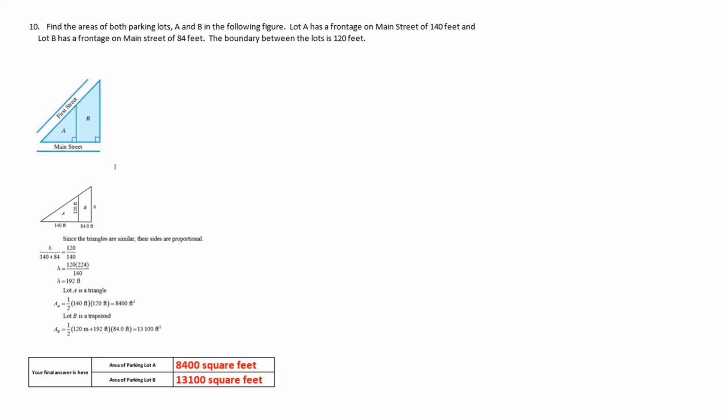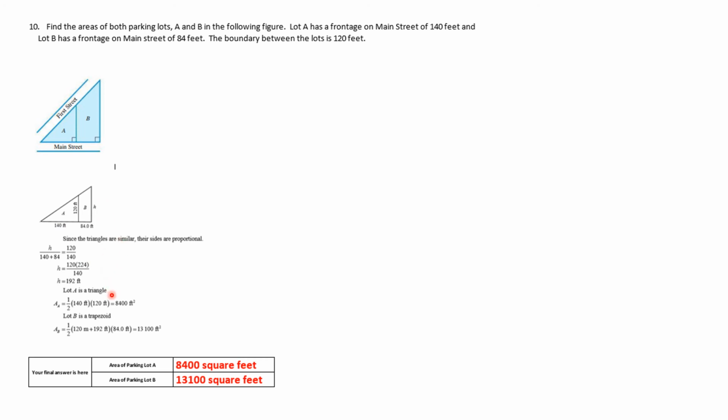Here we have a couple of parking lots shown in the figure. We're finding the area of both parking lots A and B, and we tell you the frontage lot A has on Main Street and the frontage that B has on Main Street, and we also tell you the boundary between the lots is 120. So these are the frontages. There's the boundary. We have to find the remaining side, and the triangles are similar, so h over the sum of those two sides is the same as 120 over 140. So we can solve for h, and we get h is 192.